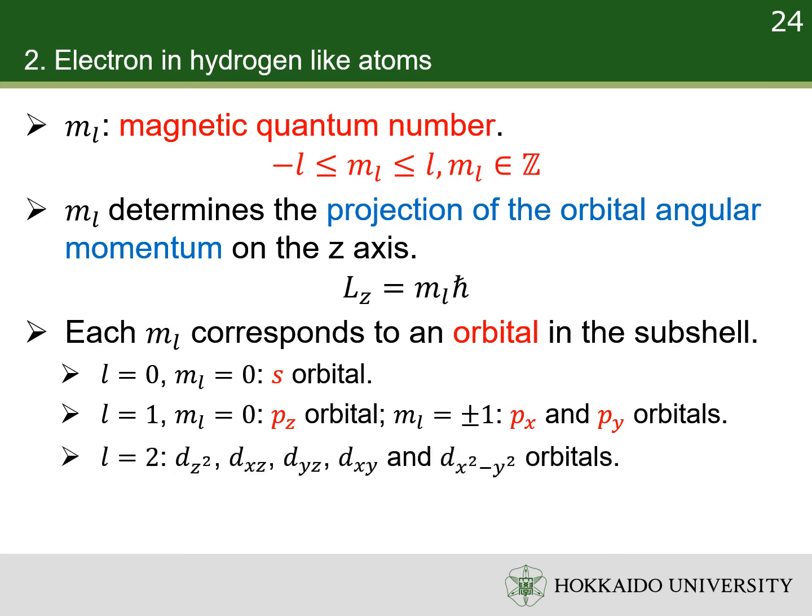When the azimuthal quantum number is 2, there are 5 d orbitals. When the azimuthal quantum number is 3, there are 7 f orbitals. For general chemistry, you should be familiar with the s and p orbitals.